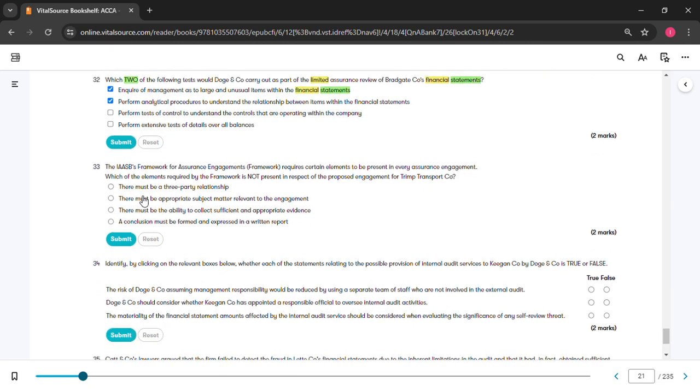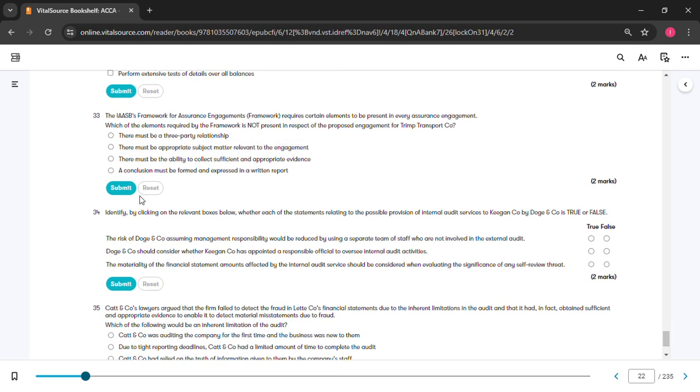Now, the IASB framework for assurance engagement. An assurance engagement requires certain elements to be present in every assurance engagement. Now, what they are asking is: which of the elements required by the framework is not present in the proposed engagement? Tell me the answer.